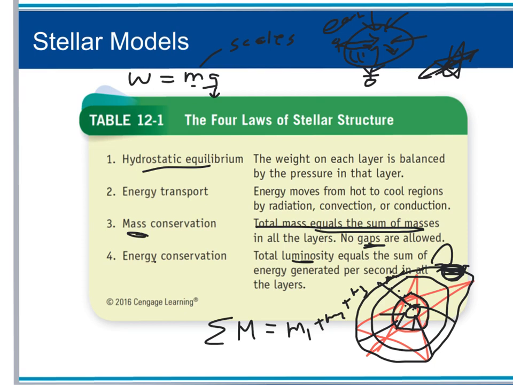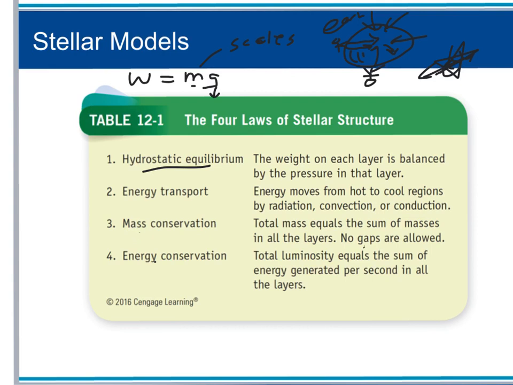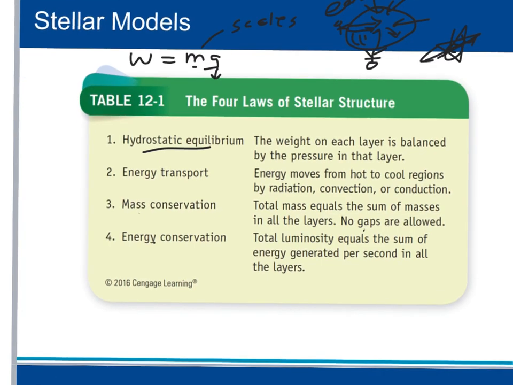That equals the sum of the energy generated per second in every layer. So same concept as mass. Every layer has a layer of brightness, and the luminosity of every layer is going to sum up to equal the total luminosity. And it's the energy generated per second too. So a whole lot of energy gets generated in that short amount of time.